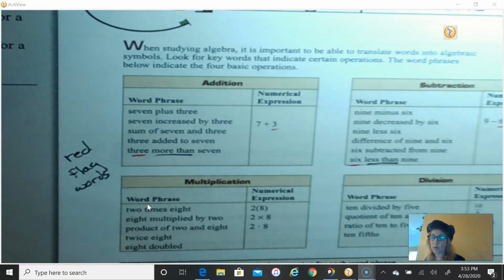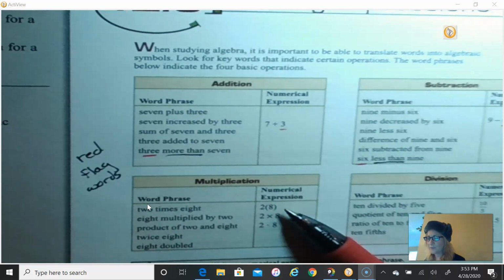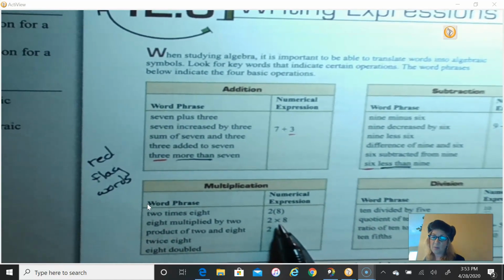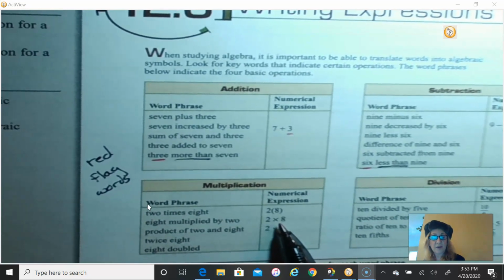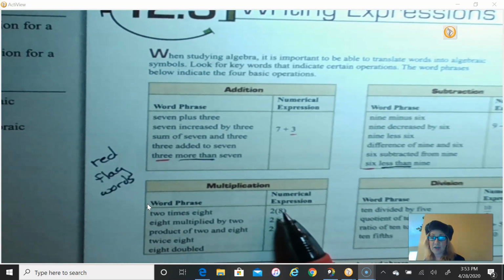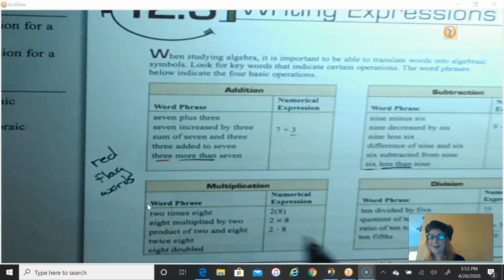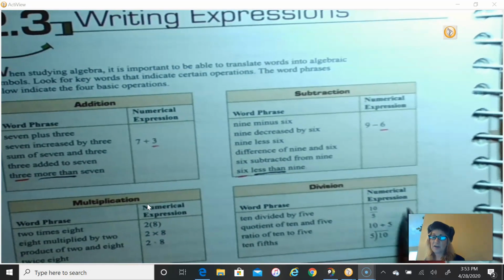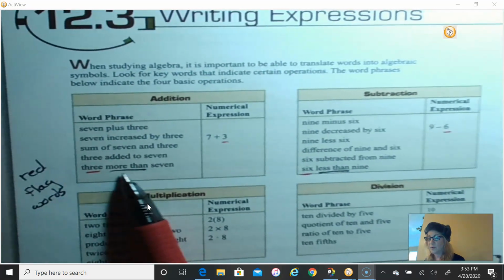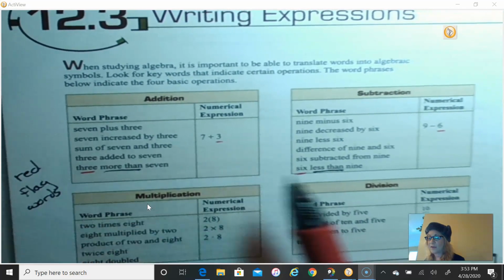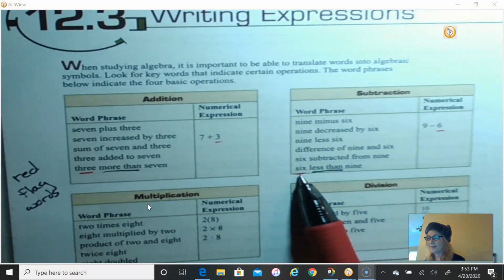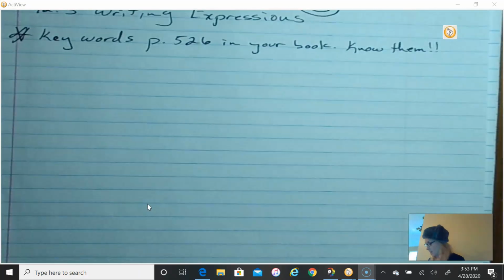Everything else is pretty straightforward. This shows you 3 different ways to write multiplication. We don't use the X much anymore because of the variables, the letters, that will get confusing. So in chapter 12 we're going to be using the parentheses and the dot. Same with division, you've got to get used to the 3 different ways of doing it. But again, red flag words: more than, less than, and the number written immediately before goes at the end. I think y'all got it.